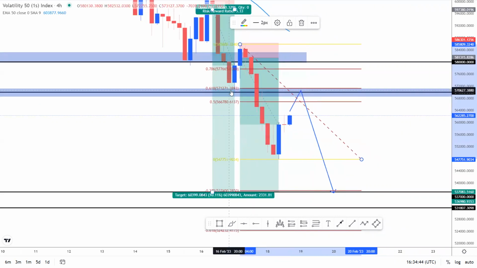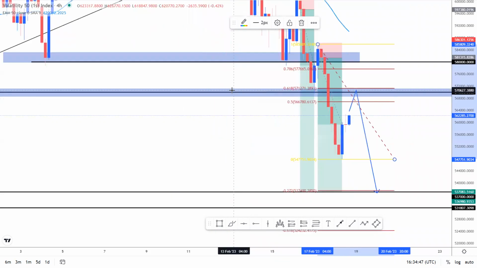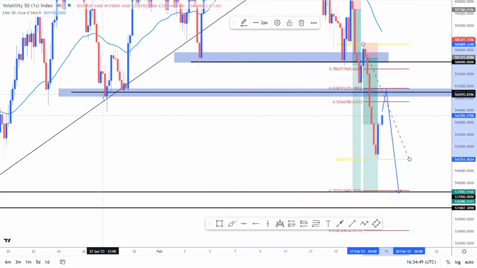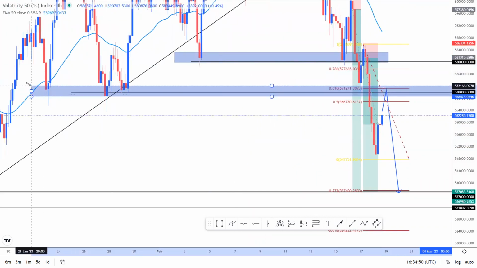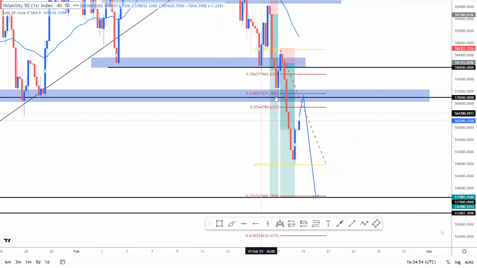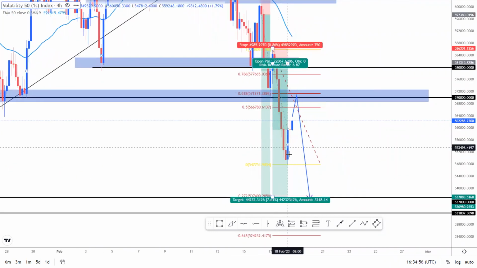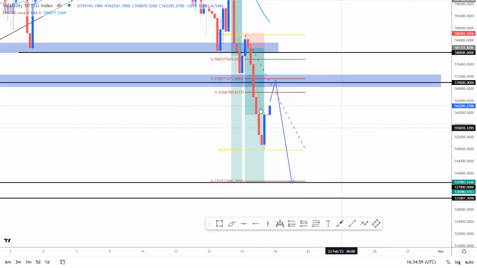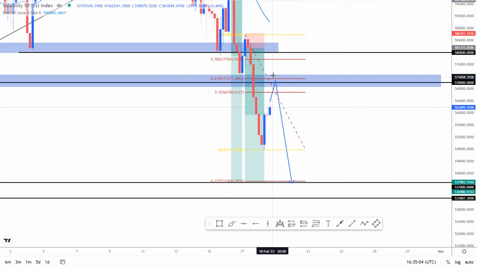Previously, the level acted as a support, looking to the left. Then we have a break of that level. So a broken support becomes a new resistance. So I'm very much expecting price to come into this level and then give me a nice rejection off of this level, and that would be price rejecting the Fibonacci 61.8 golden zone.